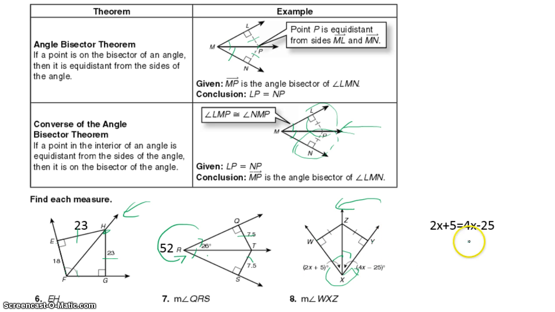So we move our 2x over here and we would move our 25 over, giving us 30 equals 2x. Therefore, x is 15. We want the measure of angle WXZ, the measure of this angle here, so we'll substitute in that 15. So 2 times 15 plus 5, we get that measure of angle is 35.